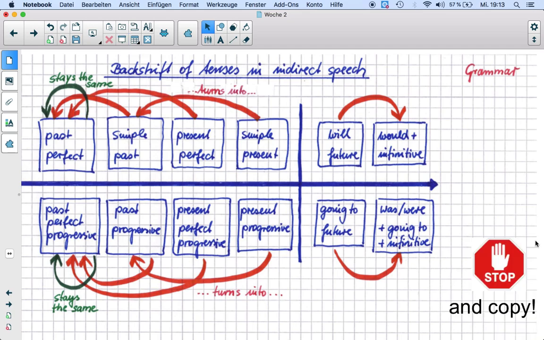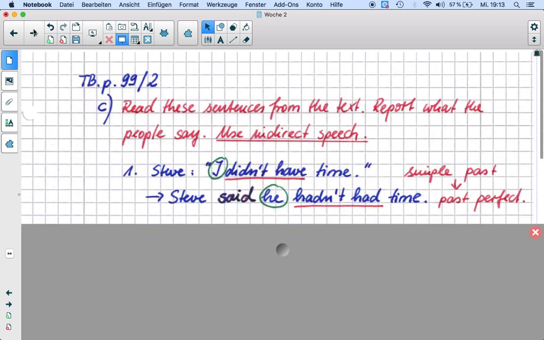So please press stop and copy this picture, also in your grammar file, please. Then we go on with the other tasks in your textbook.